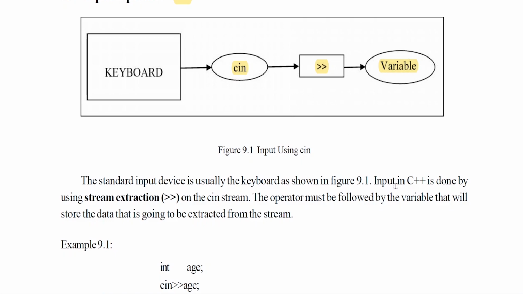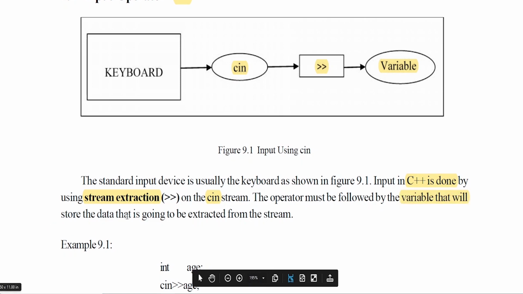You can see there, input in C++ is done by using stream extraction. You are extracting data from the keyboard, and it is passed on to the variable, along with the cin stream. This operator, the double greater-than, is a stream extractor. This is the cin stream function. The operator must be followed by the variable that will store the data that is going to be extracted from the stream. So this is how it works.